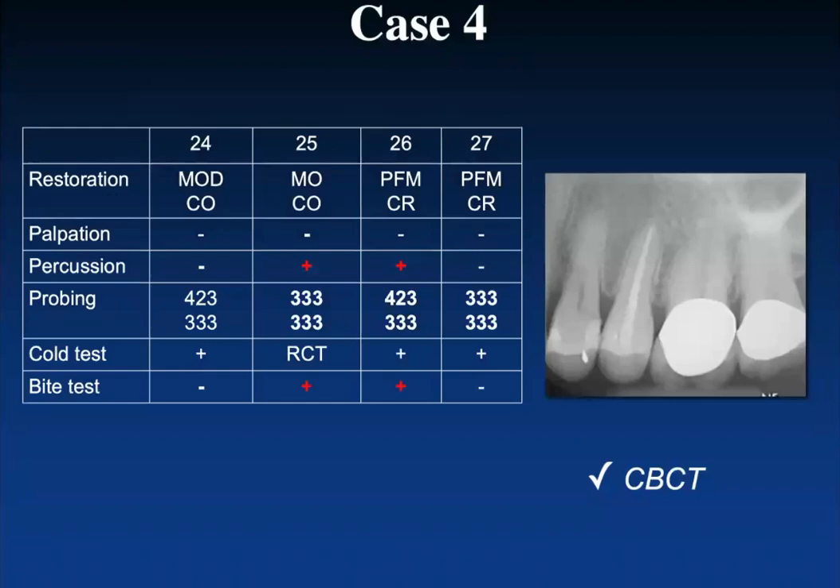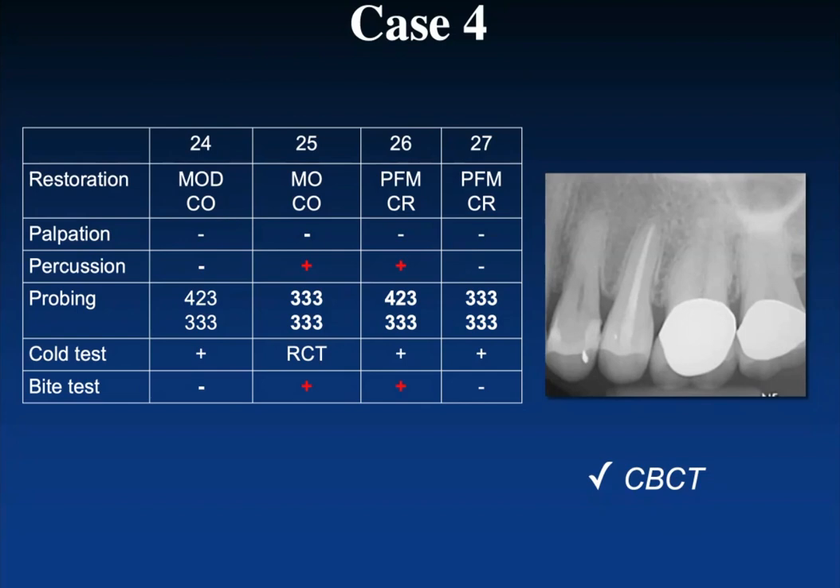The testing shows that we have the 2.5 and the 2.6 sensitive to percussion. The cold testing was within normal limits on the 2.6 to 7. The bite testing was sensitive, so it's a tie. We are not sure what's going on.